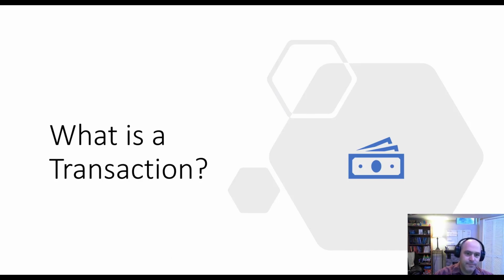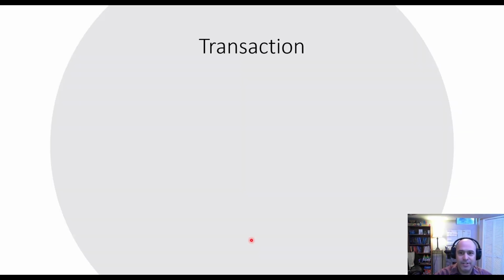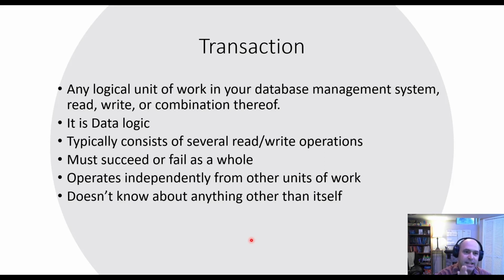So let's start out covering what is a transaction. Basically, a transaction is any logical unit of work in your database management system that is a combination of reading and writing. For example, you might have code that does a read, and then based on the output of the read, it does one or more types of writes. It might do an update, or two updates, or an update and an insert. So the fact that you have more than one read and or write is an important aspect of a transaction.